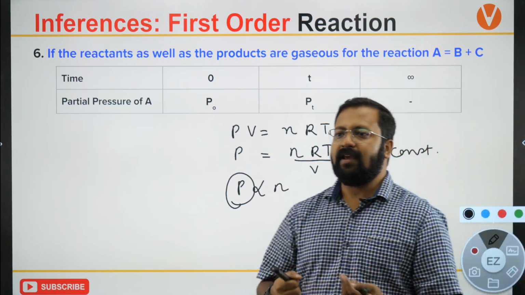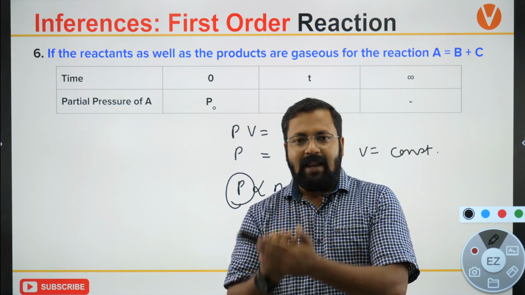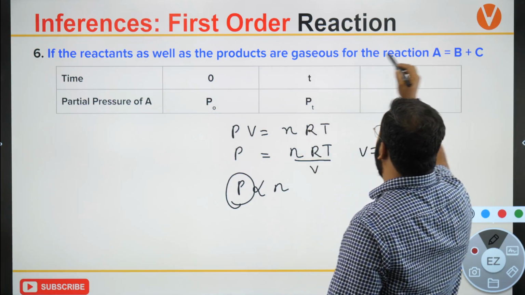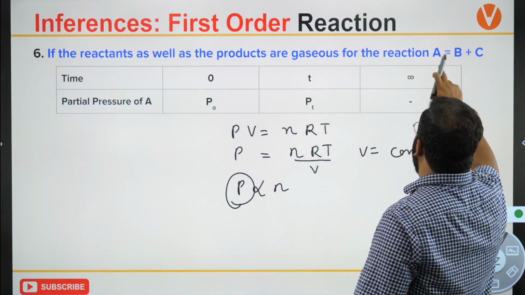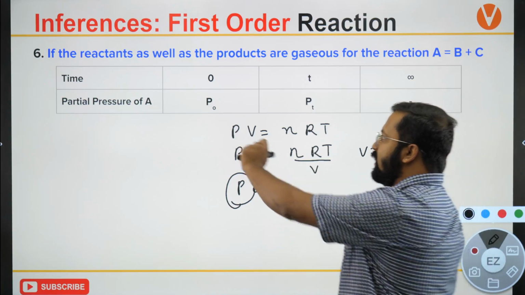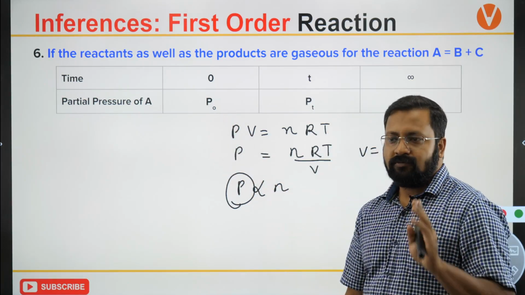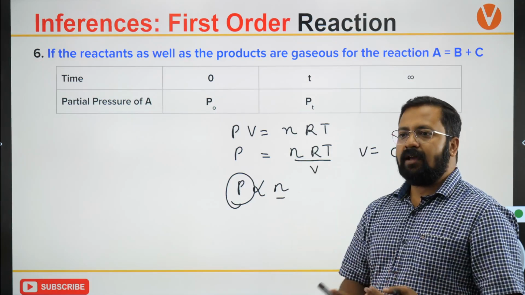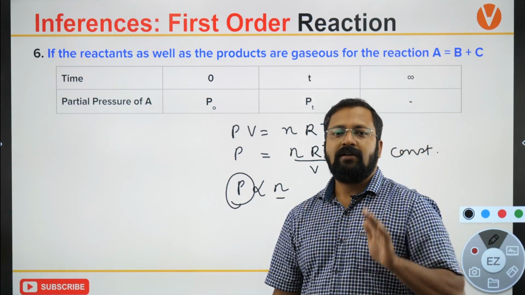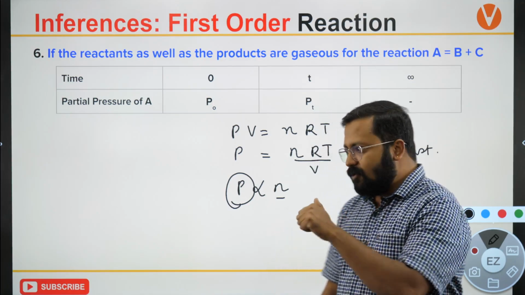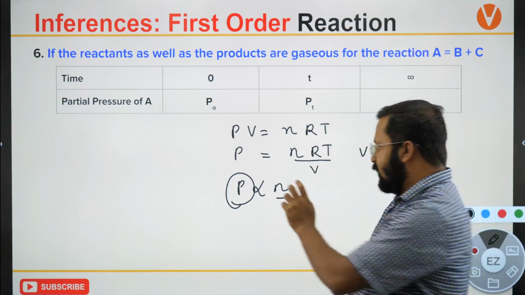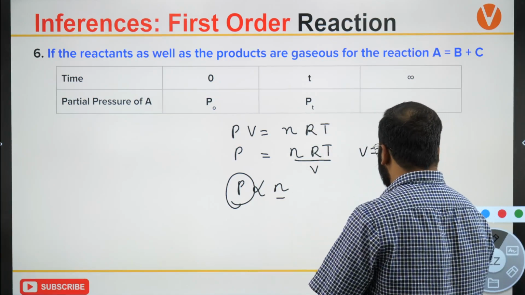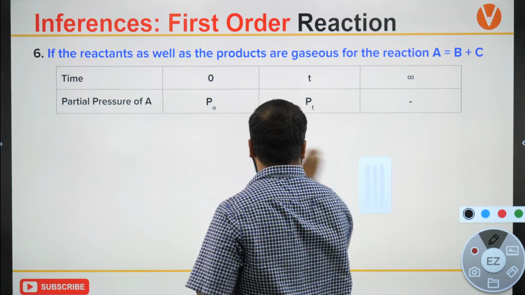Okay? Can we take Bhumika? Number of moles is not given. See, if the reactants as well as products are gaseous, for a reaction A changing to B plus C, you are given pressures, you are not given moles. Okay, you are not given moles. Until now, you have used moles. But if you are not using moles and you are given pressure, how should you use pressure? Clear? So let's see how can we use this.